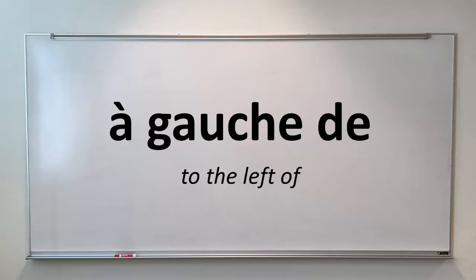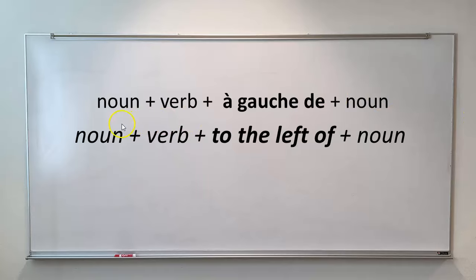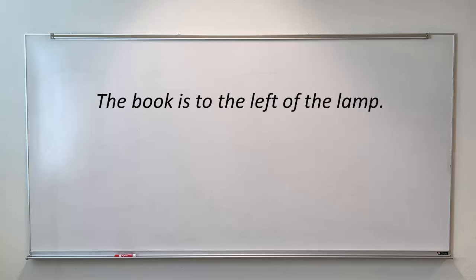Okay, so what does this look like in a real sentence? Well, you have a noun, verb, à gauche de, and a noun. What does that look like with some actual French words? Well, it looks like this.